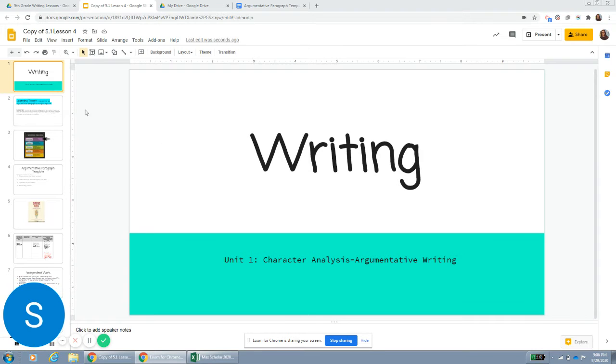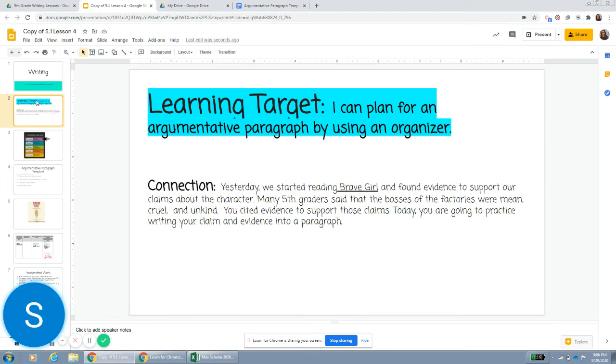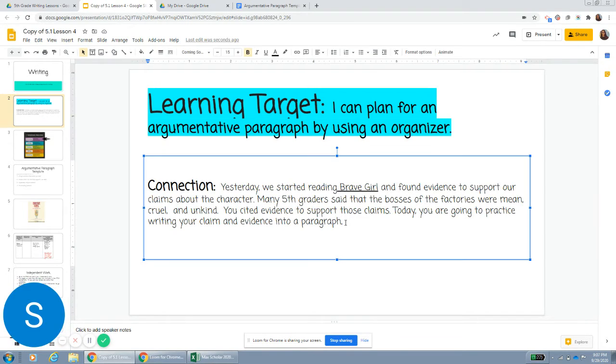Hello, fifth grade. Today's learning target is I can plan for an argumentative paragraph by using an organizer. Yesterday, we started reading Brave Girl and found evidence to support our claims about the character. Many fifth graders said that the bosses of the factories were mean, cruel, and unkind. You cited evidence to support those claims. Today, you are going to practice writing your claim and evidence into a paragraph organizer.